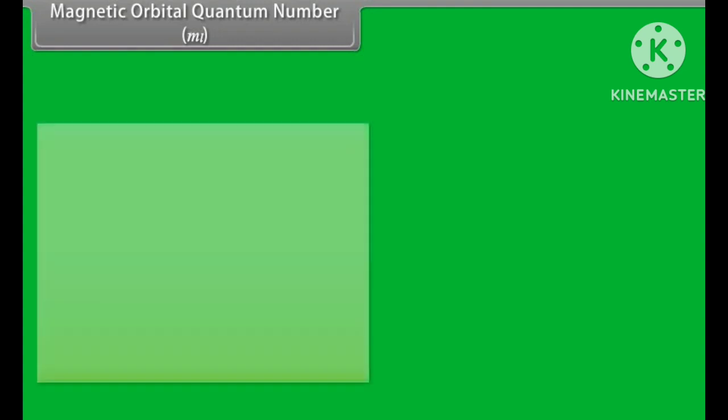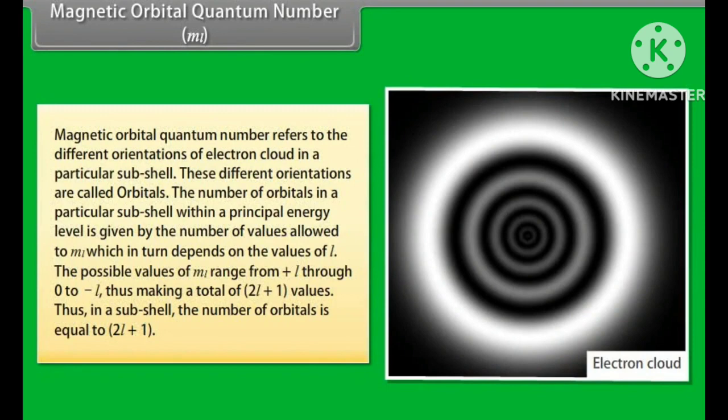Magnetic orbital quantum number, ML. Magnetic orbital quantum number refers to the different orientations of electron cloud in a particular subshell. These different orientations are called orbitals. The number of orbitals in a particular subshell within a principal energy level is given by the number of values allowed to ML, which in turn depends on the values of L.